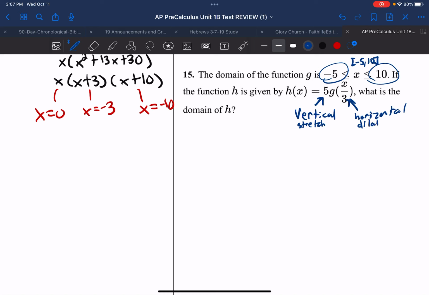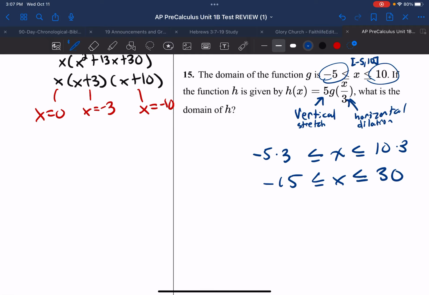dilation. So on that horizontal dilation, whatever you dilated by, it's stretching, it's making it wider by a factor of 3. So my domain is going to multiply by 3, so -5. You do kind of the opposites. Parentheses are liars, you do the opposites. So my new domain is -15 to 30.